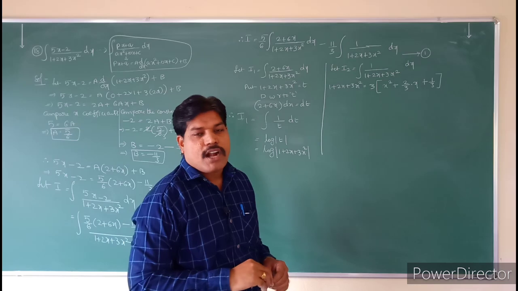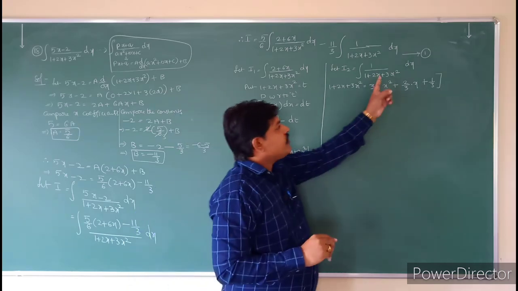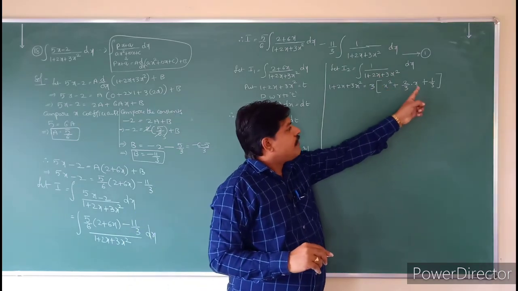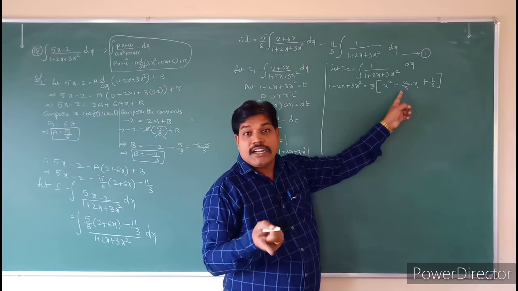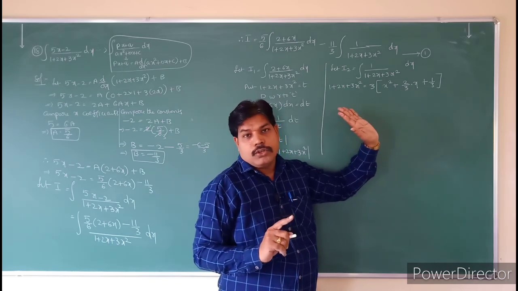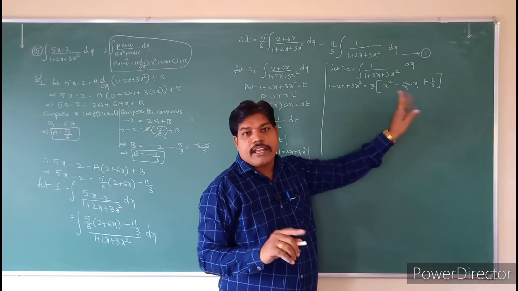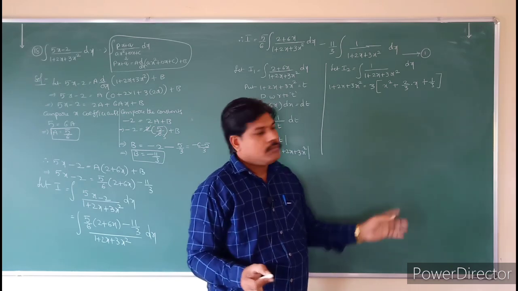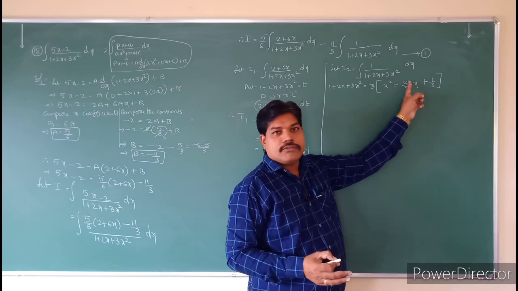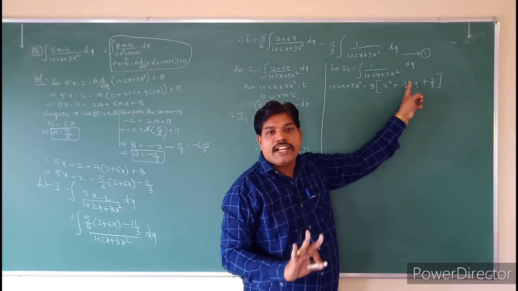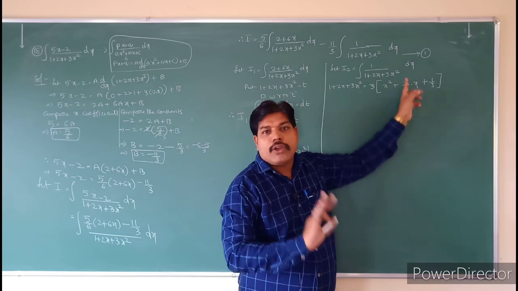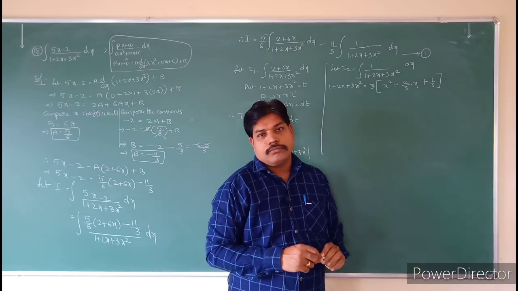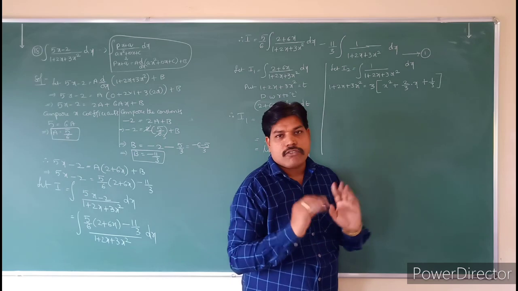In the next step, the coefficient of x, you have to multiply and divide with 2. So already 2 is there. There is no need to multiply and divide. If the 2 is not there, you have to multiply and divide with 2. Understand that? So see that one carefully.